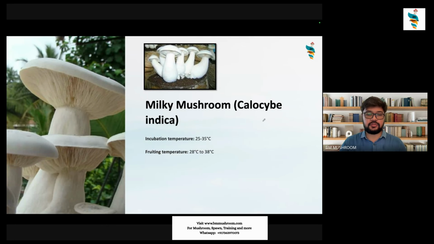Milky mushroom. So this is milky mushroom, Calocybe indica, one of the most popular, delicious mushrooms. Its shelf life is also very great. Incubation temperature is just 25 to 35 degrees. Fruiting temperature is 28 to 38 degrees. So it's a hot weather mushroom, a warm climate mushroom. It doesn't grow well in winter, but it is favorable when the climate is hot. It's summertime and you don't know which variety to grow. Milky mushroom is quite a safe bet.